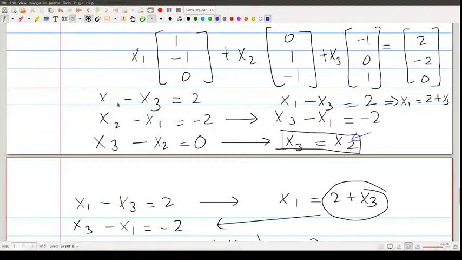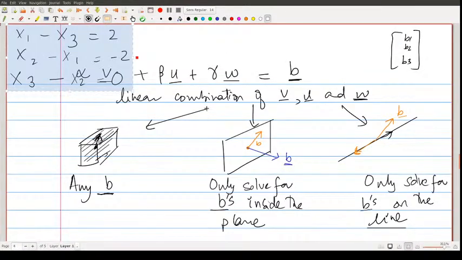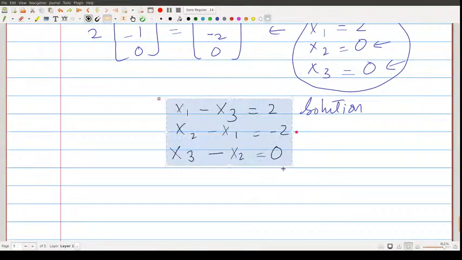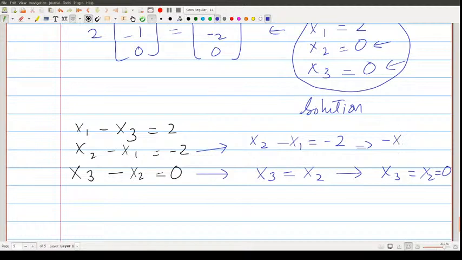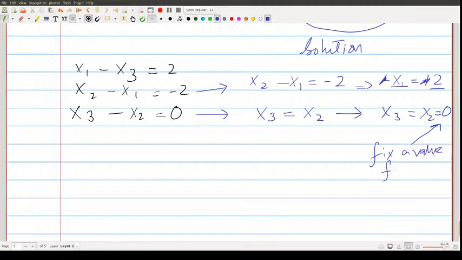So now let's take these equations once again and try to solve them, knowing that at this point I got x3 is equal to x2, and you know what, let's set x3 equal to x2 equal to 0. So if I set x3 and x2 as 0, notice what happens in this equation. I get x2 minus x1 is equal to minus 2. If I plug in 0 here, I get minus x1 is minus 2, and I can cancel the minus signs, and I get x1 is equal to 2, which was one of the solutions. So I got the same solution, but what I had to do was fix some value. So I had to fix a value for x3, or maybe you can think of it as fixing some value for x2.